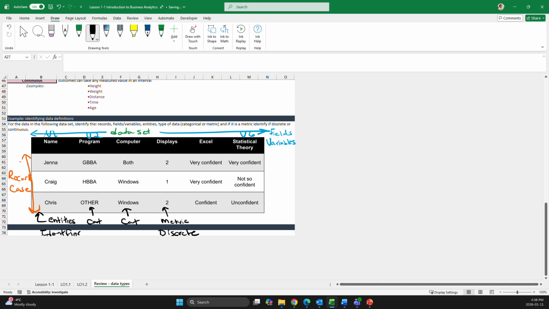For how confident you are in Excel, usually if you were asked this question, you'd have a scale that you could rank from unconfident to very confident, but it is captured in text, so that would be categories, and same with statistical theory. It's recorded in the same way, all the way from unconfident to very confident, so it would be categories. So those are our important definitions here.